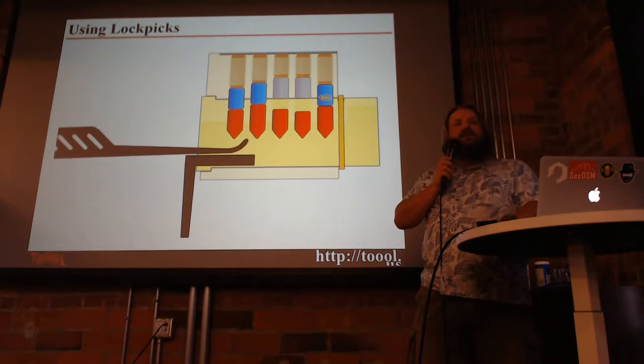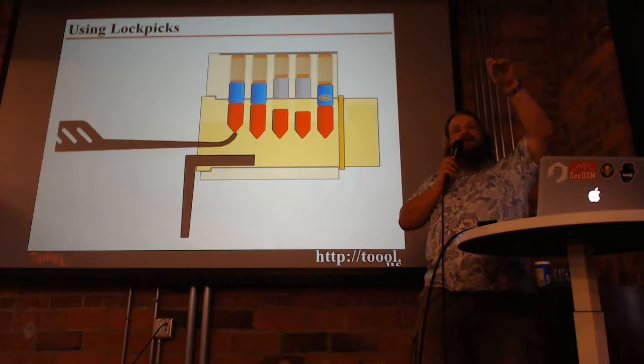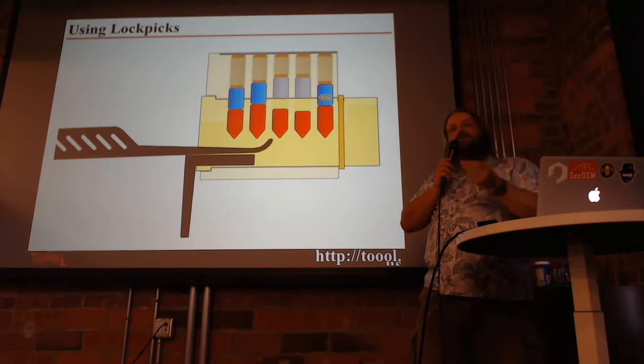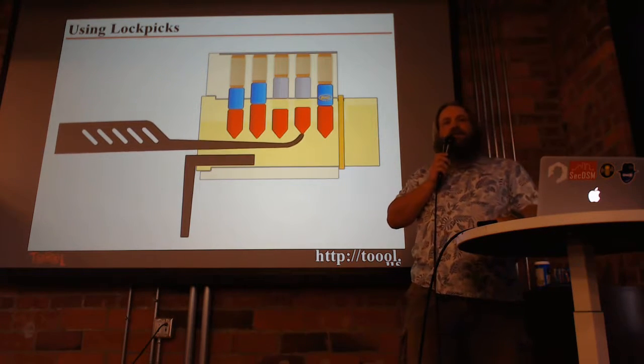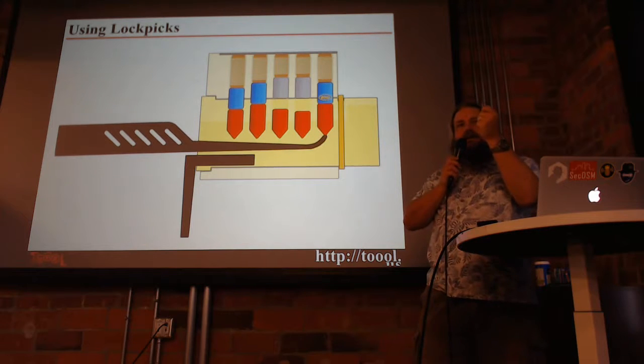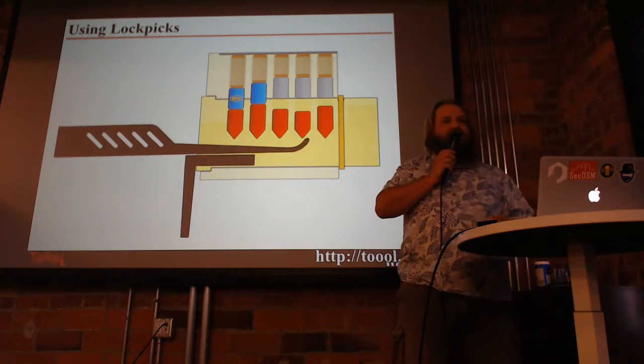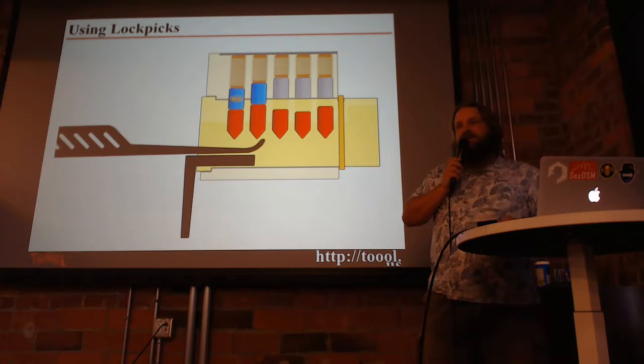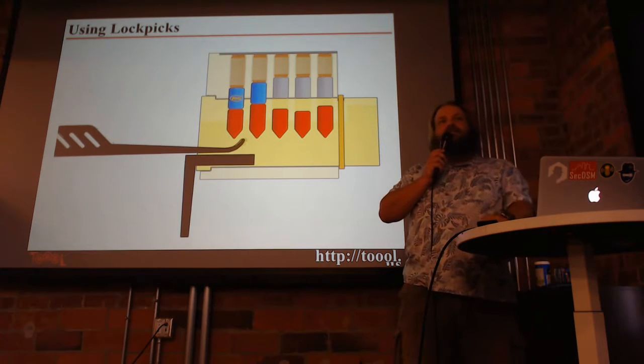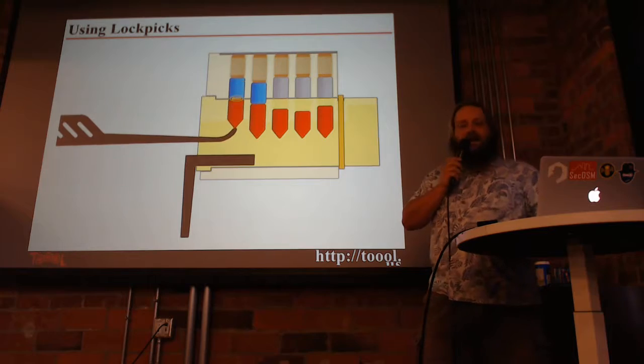So this little one here that looks like an L, that is your tension tool. You will use this to apply gentle pressure as you then take your pick, and as the animation is showing you, you will go in, you will find which pin is bound, you will lift it up to the shear line, and then move on to the next pin that's bound.